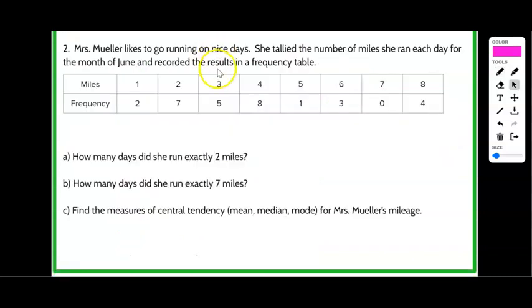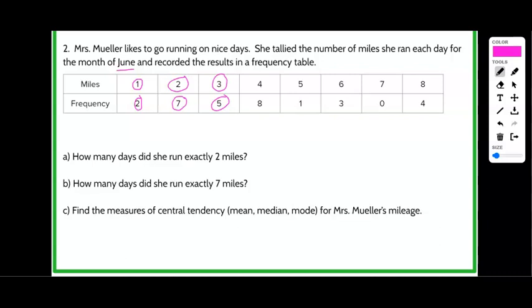One more example to go through with you guys. Mrs. Mueller likes to go running on nice days. She tallied the number of miles she ran each day for the month of June and recorded the results in a frequency table. So here we don't get the data as a list, we just get it in the frequency table. Miles run, so that's 1 mile run. She did that 2 times during the month of June. So 2 of the days in June, she ran 1 mile. And then here, 7 days in June, she ran 2 miles. 5 days in June, she ran 3 miles, and so on and so forth.